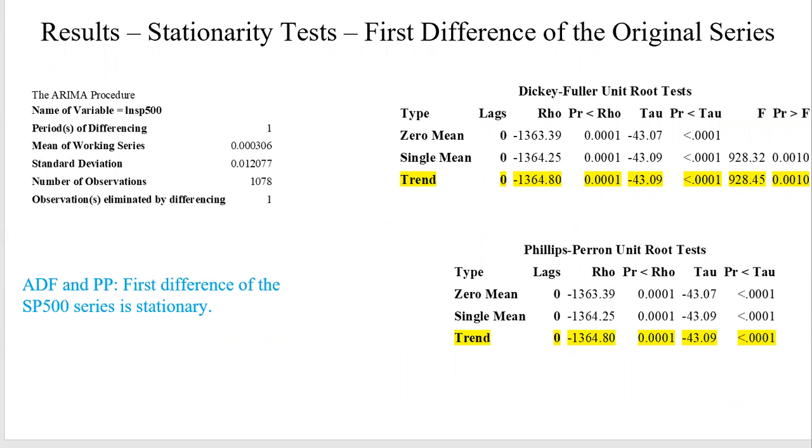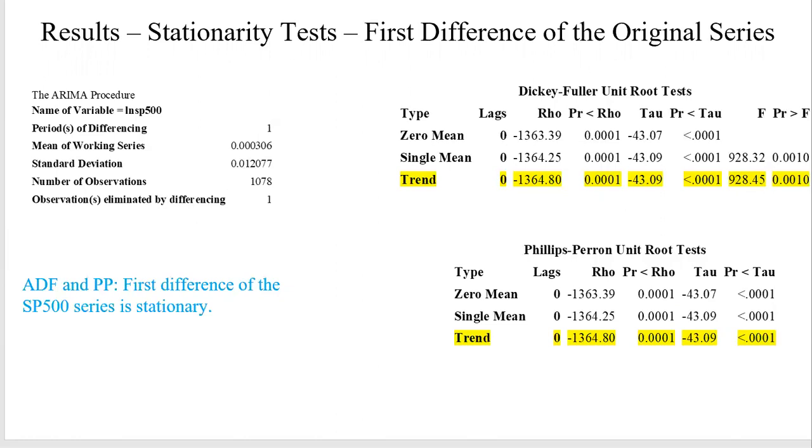This slide shows the stationary test on difference series. The ADF and PP tests results are shown on the right-hand side of the slide. The ADF and PP tests are conducted using zero lag differences because the identification test suggests an AR1 model, just like we did in the earlier slide. So the ADF and PP unit root table show the test for zero lags.